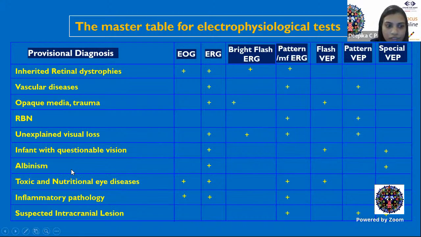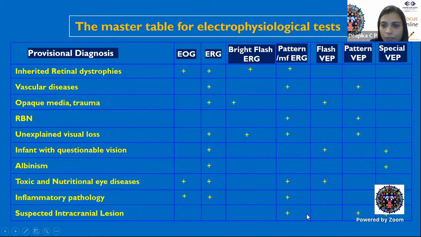In a case of a child with albinism, ERG and special VEPs. In toxic and nutritional eye diseases, EOG, ERG, pattern or multifocal ERG and flash VEP would help us. In inflammatory pathologies, EOG and ERG, depending on the type of infection and also the cells where most of them are infected. Pattern or multifocal ERG will help in the macular diseases.